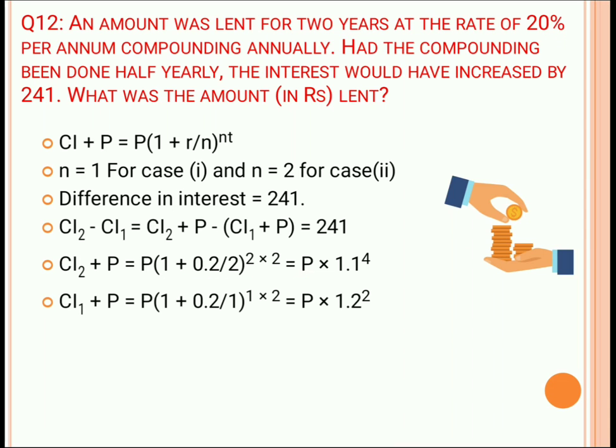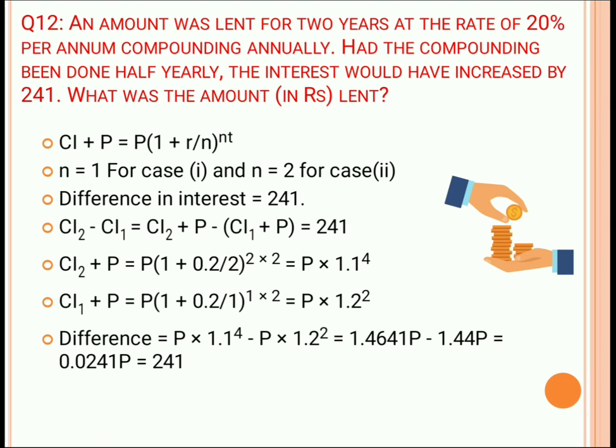Now we will find out the amount when the compounding is done yearly. So compound interest plus principal is equal to P into 1 plus R, that is 0.2 upon 1, raised to n into t. Here n is 1, so 1 into 2. So you will get the amount equal to P into 1.2 squared.